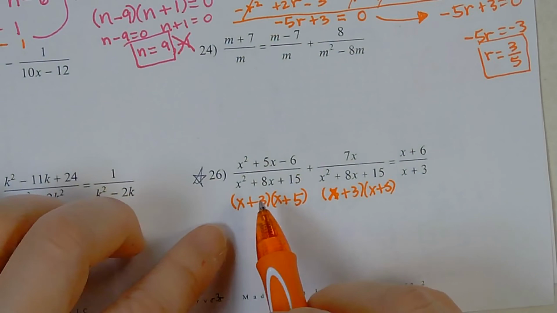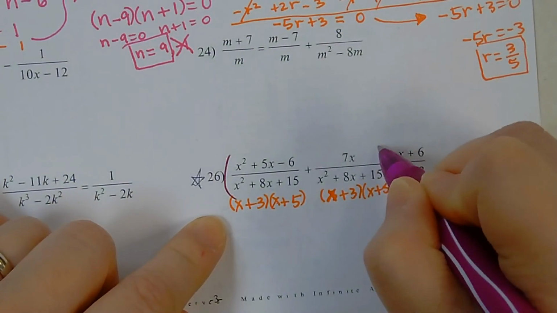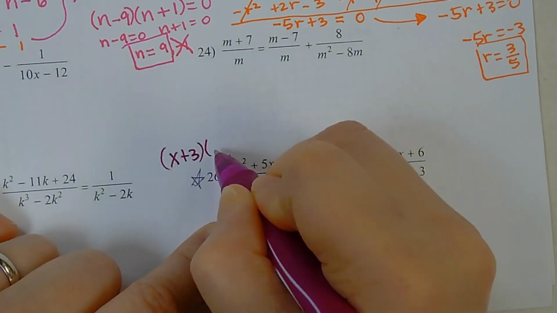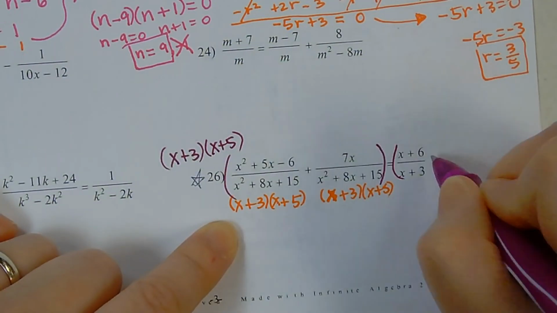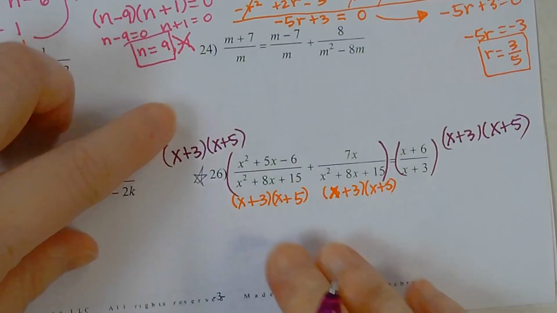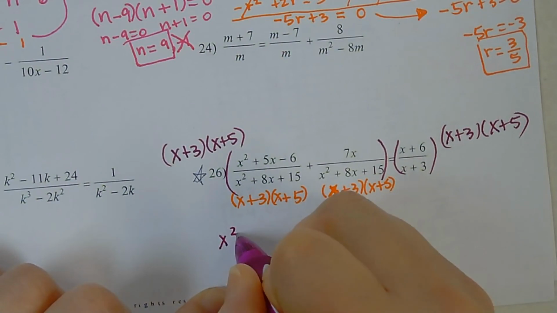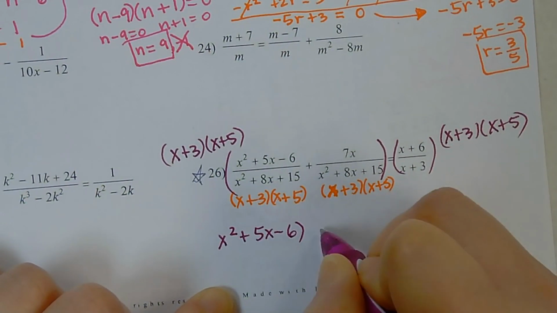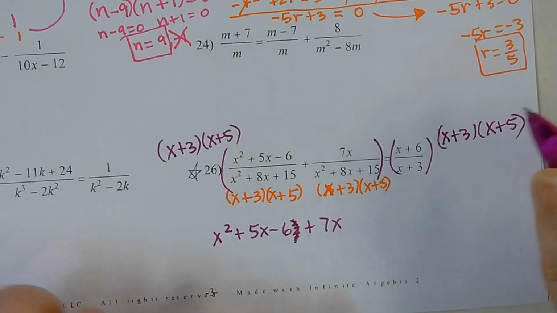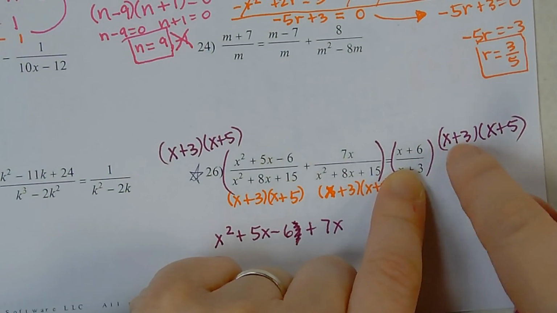And there we go. I notice here, I'm going to multiply both sides by, where's my equal sign? x plus 3 times x plus 5. Multiply this one right here as well, x plus 3 times x plus 5. And happy days, these all cancel out over here on the left-hand side. I just have left whatever's in the numerator. Plus 7x. On the right-hand side, only my x plus 3's cancel out. So I have left x plus 6 times x plus 5.